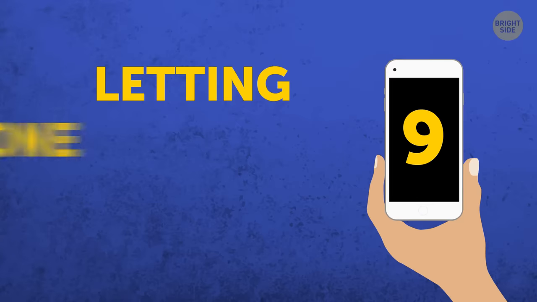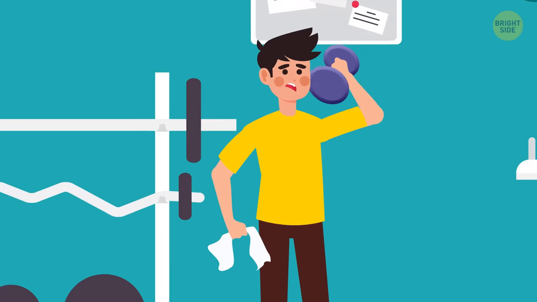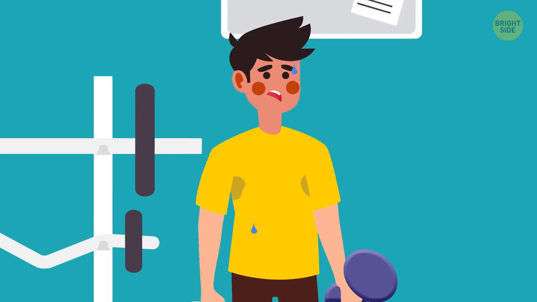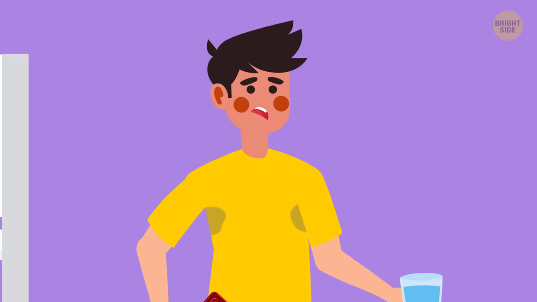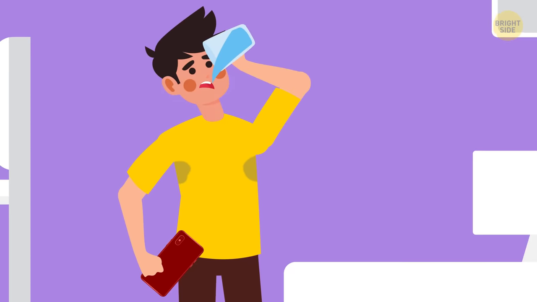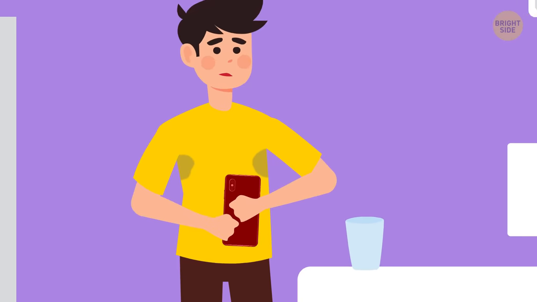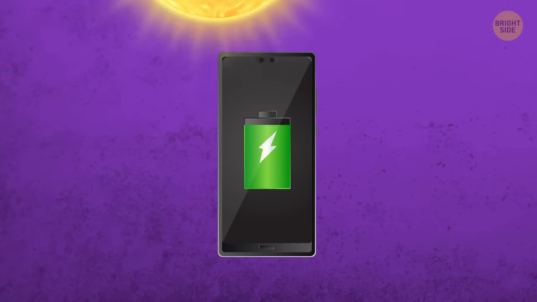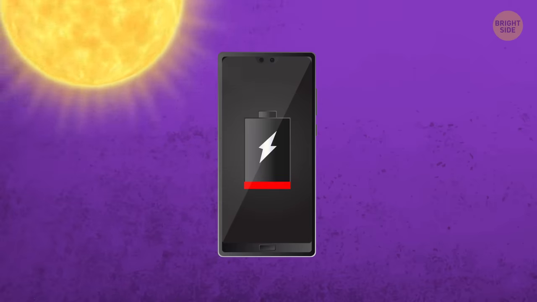Number 9. Letting your phone overheat. When you exercise, your body heats from all the calories you're burning. Okay, that's not exactly true, but your body does heat up when you exert yourself. Your phone is the same way, and it can't cool down with a glass of water. It isn't likely to melt in your hands, but high temperatures can be damaging to the internal components. The battery is especially vulnerable, and high temperatures can permanently decrease its ability to hold a charge.